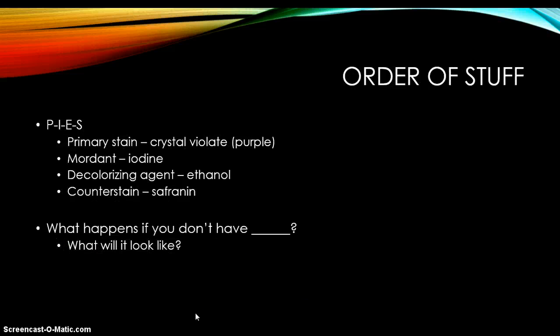If we look at each of the different chemicals that we're going to be using, you're going to be using crystal violet, iodine, ethanol, and safranin. The way to remember this order is PIES, P-I-E-S. Crystal violet is a purple dye, iodine is the I, ethanol is the E, and safranin is the S. Your primary stain is going to be purple, your crystal violet. Your mordant is going to be iodine. Your decolorizing agent is going to be ethanol, and your counterstain is going to be safranin. We're going to look at how each one works in this whole system.